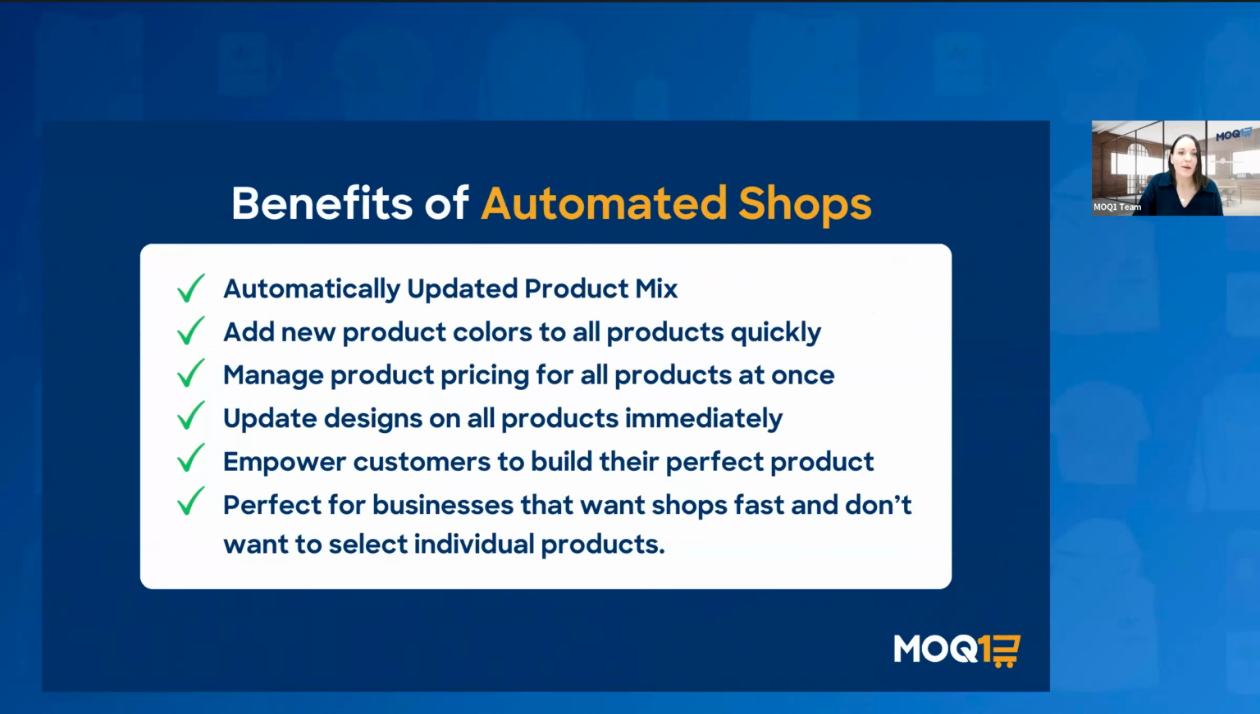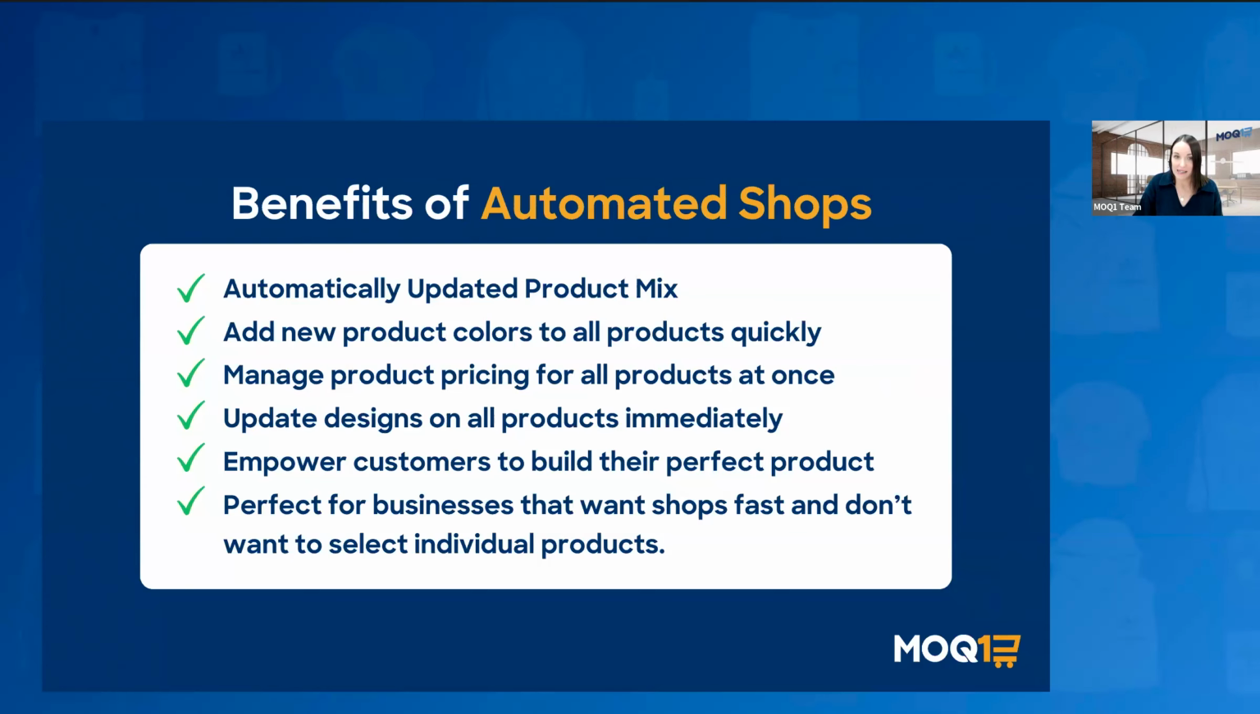So there are some unique benefits of these automatically created shops. First of all, the product mix is updated anytime we add new products that match your attributes. And this allows you to keep the product mix fresh without any real effort. You can also add new product colors to your entire catalog at once by updating your shop colors. Managing product pricing for your entire catalog at once is super simple.